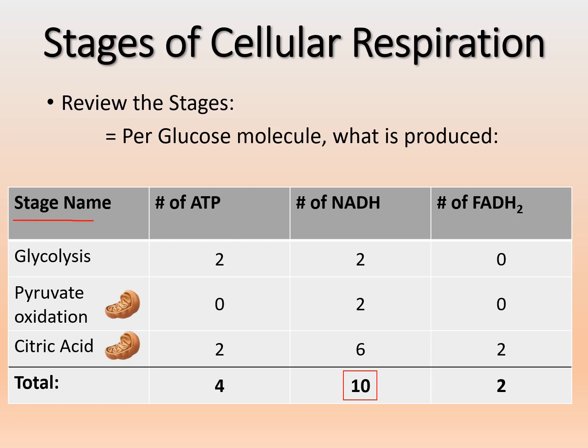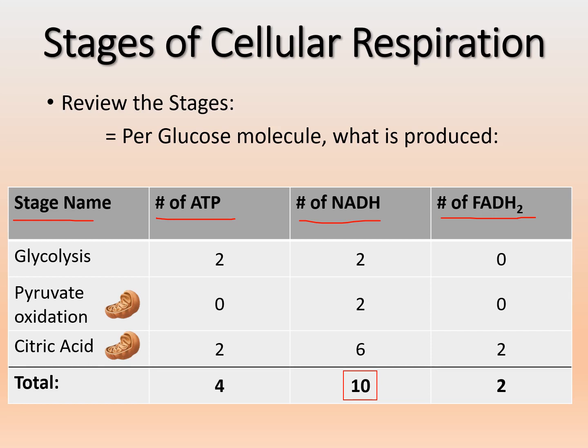So this is per glucose molecule. What are we getting? So first column is the stage, where it's happening. I have a little mitochondria next to it if it's happening in the mitochondria. And then the second column is how much ATP do we get, how much NADH do we get, and how much FADH2. Okay, so for glycolysis, we get 2 ATP, 2 NADH.